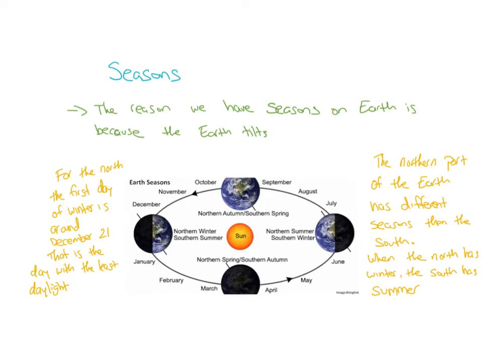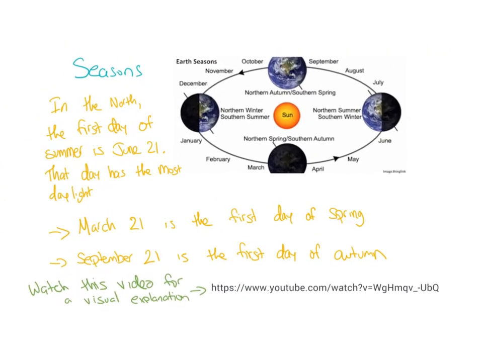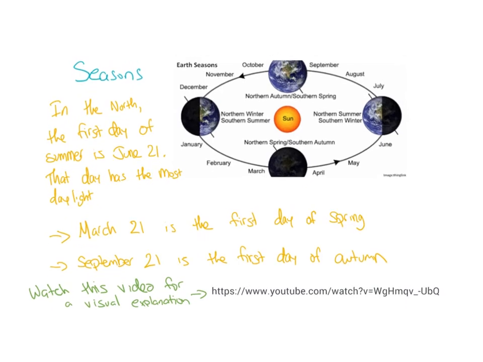So this diagram shows you some of the positions of the Earth. So on March 21st, and this is on the next slide here, the Earth is actually not tilted at all on March 21st. That happens to be the first day of spring. And on September 21st, it's not tilted at all either. So that's the first day of autumn. But the first day of winter in the northern part of the world is on December 21st. In the southern part of the Earth, that's the first day of summer.